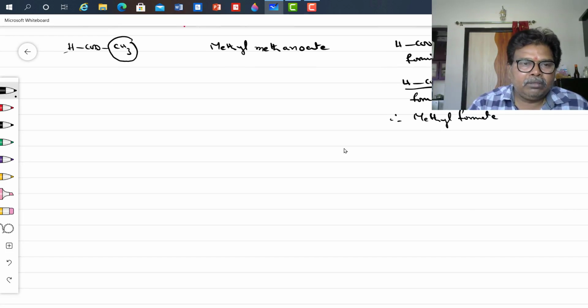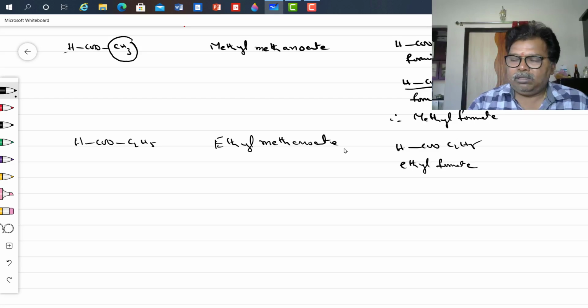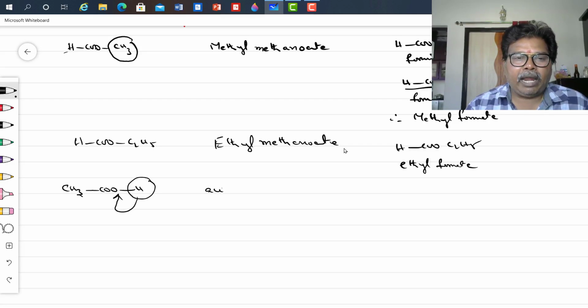Suppose if you have an ethyl group, then it is called ethyl methanoate, the IUPAC name. Now, HCOO group is formate, and the ethyl group is there. So therefore, it is called ethyl formate. Now, CH3COOH. Remember, this hydrogen is bonded to oxygen. So therefore, it is an acid, acetic acid.